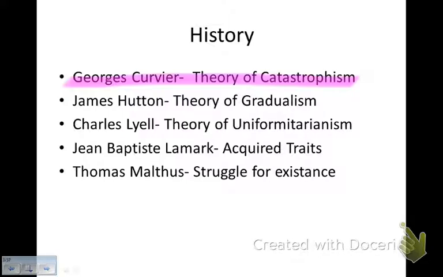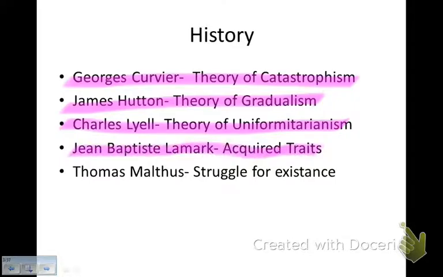Okay, the next guy is Hutton. And he said gradual, which really goes along with what Darwin said. He said the earth changes really, really, really slowly. So he agrees with Darwin on that. Okay, Lyell was next, and he said uniformitism. He was really a guy that studied rocks, and he was a geologist. And he wrote the book Principles of Geology. And he said that what's happening today as far as erosion is what happened 2,000 years ago as far as erosion. So it's uniform. What's happening today is what's happening 100 years ago.